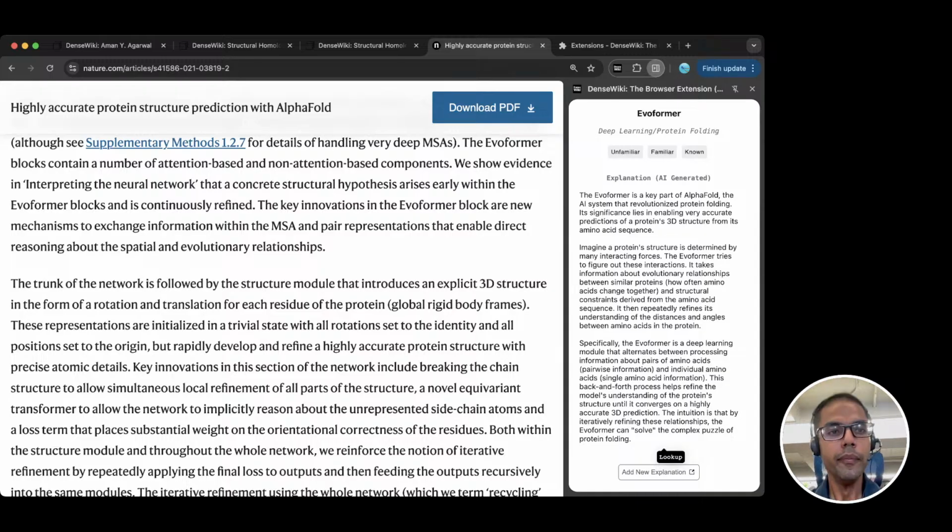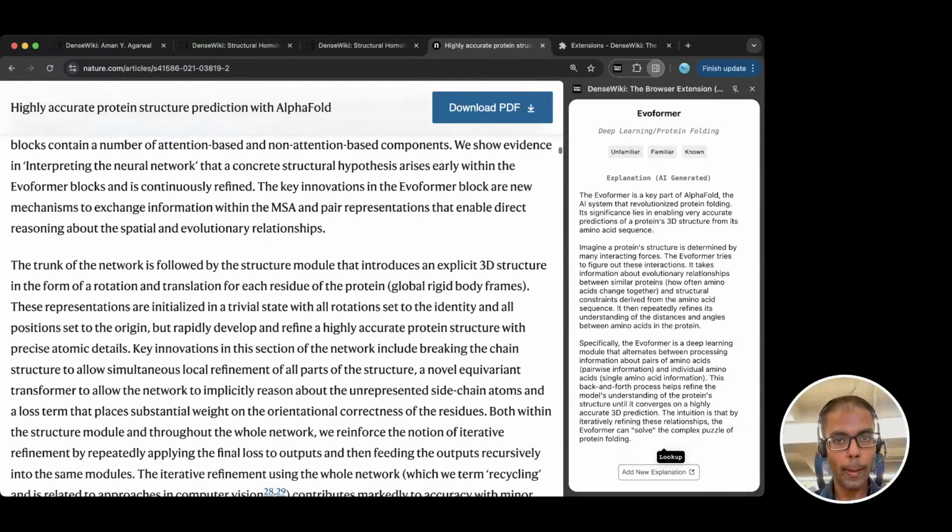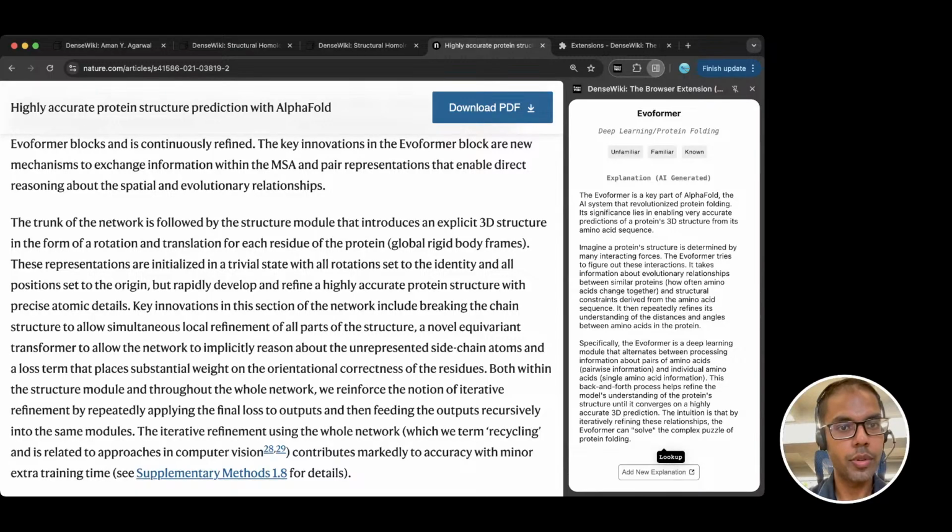Oh, okay. New mechanisms to exchange information within the MSA and pair representation. Okay, so basically, this is the key innovation, right? To use both of these different types of data. It's like integrating both types of information you have about proteins to enable reasoning, right? By making many of these data pairs in a way.